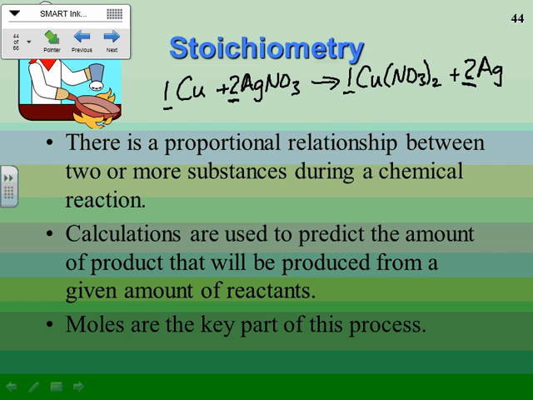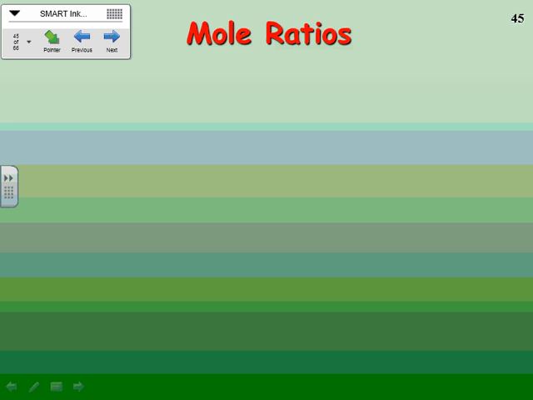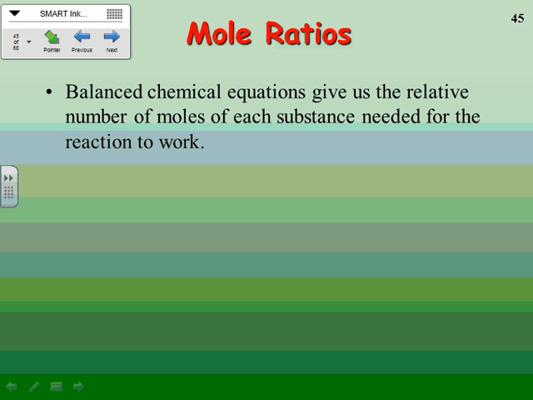Okay? And what that means is, if I have 1 mole of copper to start out with, I'm going to end up with 1 mole of copper nitrate at the end. That's a 1-to-1 ratio between these two things. All right? So we're going to talk a little bit about how to figure out mole ratios. Balanced chemical equations give us the relative number of moles of each substance we need for the reaction to work.